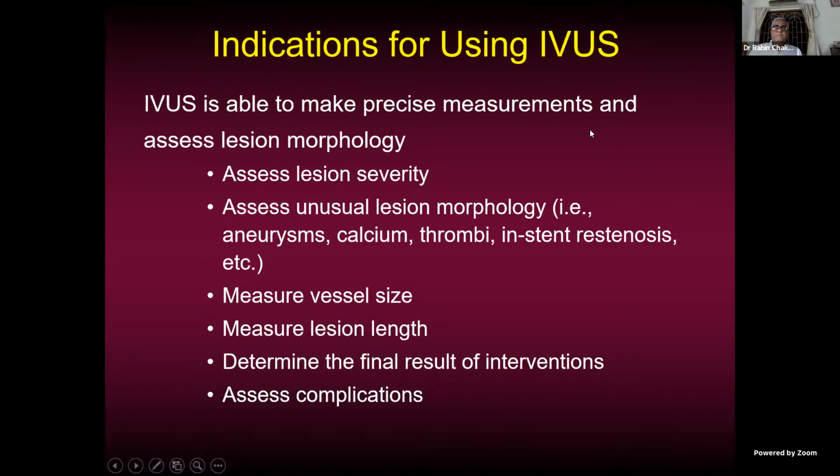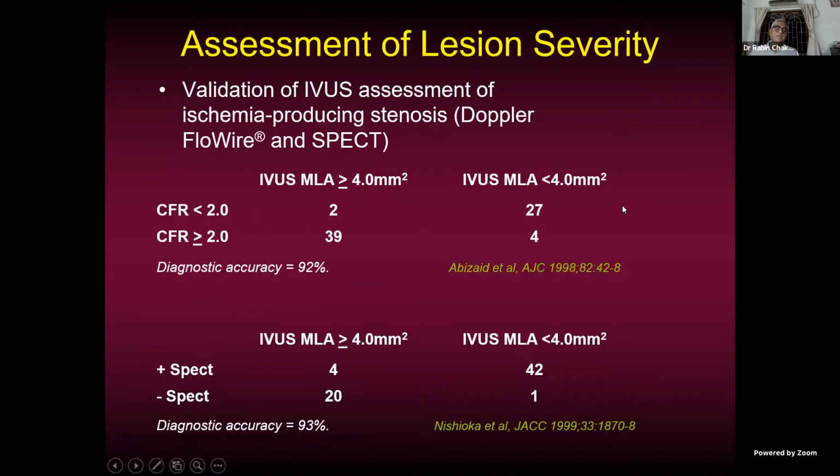IVUS is able to pick precise measurements and assess lesion morphology, assess the lesion severity, assess the unusual lesion morphology, aneurysm, calcium, thrombus, measurement of vessel size, vessel length, determination of final result of intervention, and assess complication. Then lesion severity.